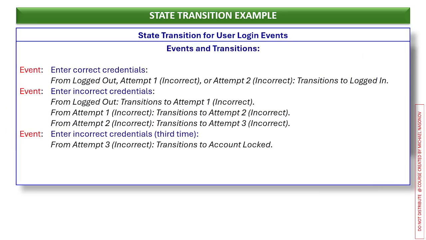What are the events and transitions? Event: enter correct credentials. From logged out, attempt 1 incorrect or attempt 2 incorrect, transition to logged in. Next event: enter incorrect credentials, so three of them. From logged out, transition to attempt 1, then attempt 2, attempt 3. And event: enter incorrect credentials a third time. From attempt 3 incorrect, transition to account locked.